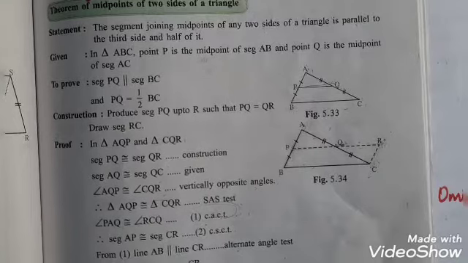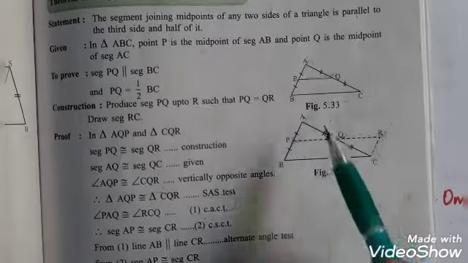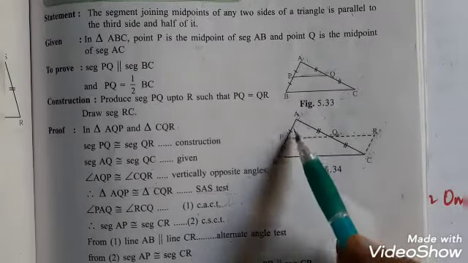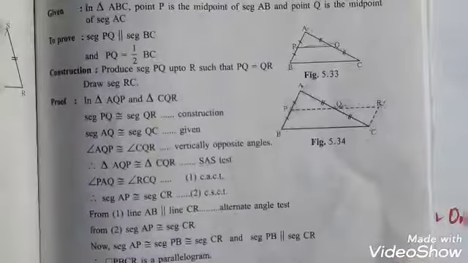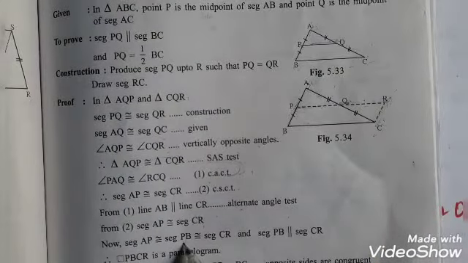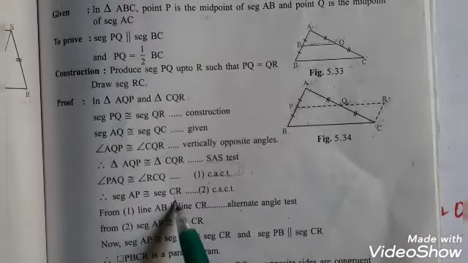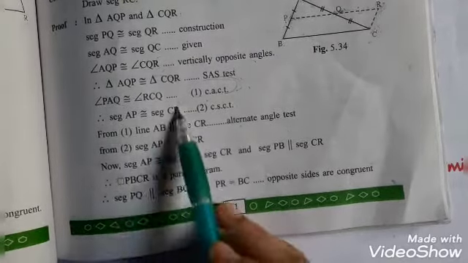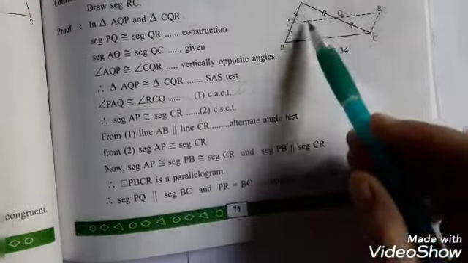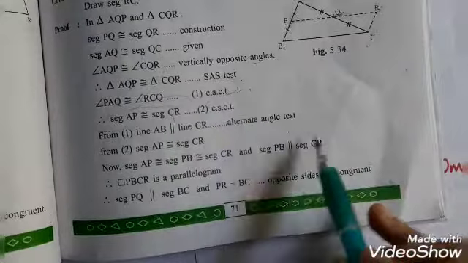So now we got AP congruent to CR, and AP and PB are also equal because those are formed by the midpoint P. So I can say that AP is congruent to PB. But AP is also congruent to CR. So AP is congruent to PB is congruent to CR. And PB is parallel to CR, that we already got. PB is congruent to CR.